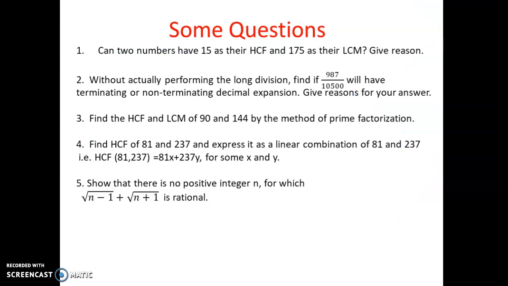Okay, now let's see some of the questions related to this chapter. So we are going to solve these questions.